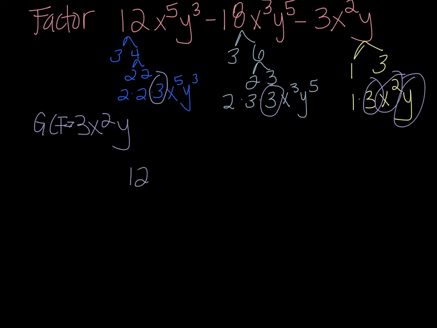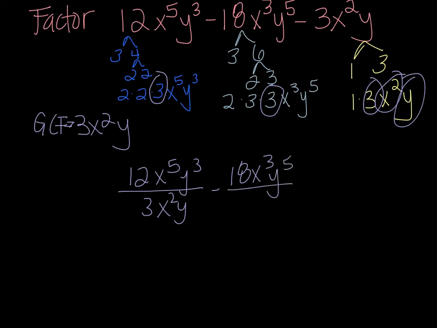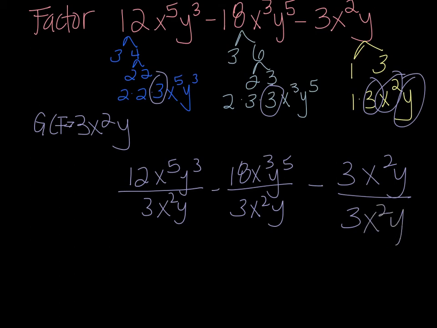So what I could say is 12x to the 5th y cubed divided by 3x squared y, minus 18x cubed y to the 5th divided by 3x squared y, minus 3x squared y divided by 3x squared y. So now, once again, remember I'm pulling out my GCF in the front.